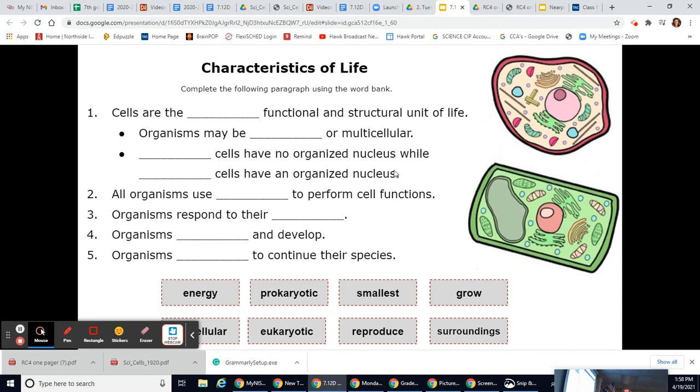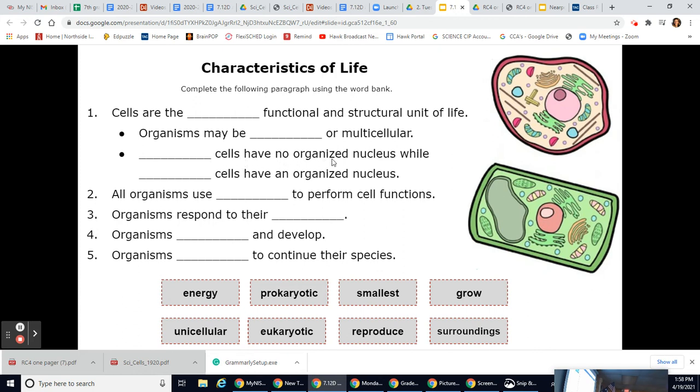All right, characteristics of life. Cells are the smallest functional and structural unit of life. Organisms may be unicellular or multicellular. Okay, unicellular is one cell, or multicellular is made up of more than one cell.